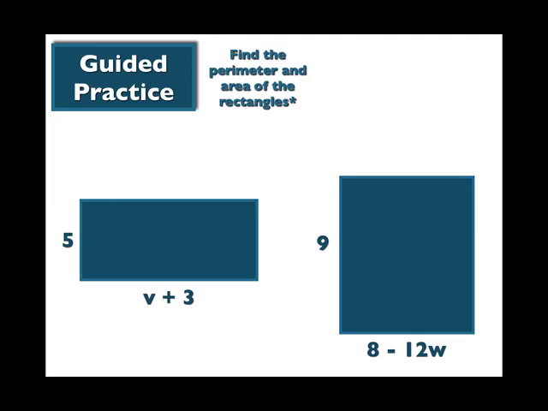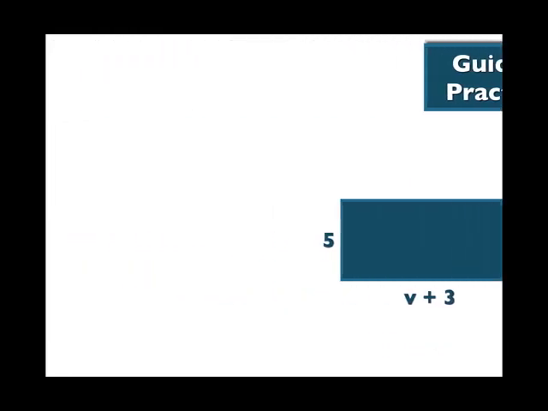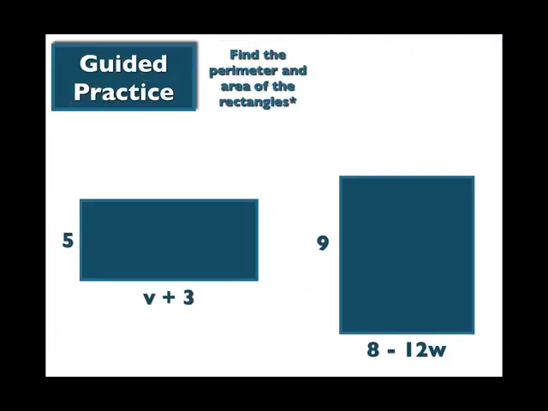Now, if I want to know the perimeter of the rectangle, I'm just going to add the sides together. So I'm going to get, for the first one, 5 plus 5 is 10, plus 3 plus 3 is 16, plus 2 v's, because there's a v on both sides, so it's going to be 2v plus 16. If I want to know the area, I have to multiply the length times the width. So it's going to be 5 times v plus 3, and the answer should be 5v plus 15.